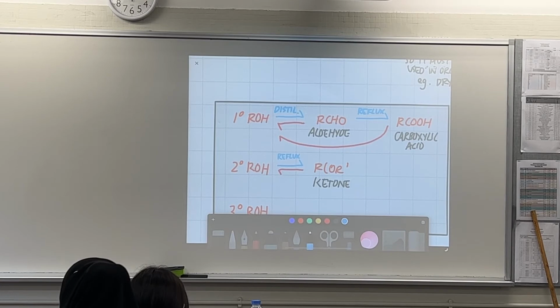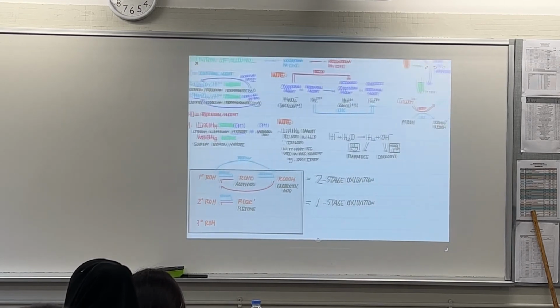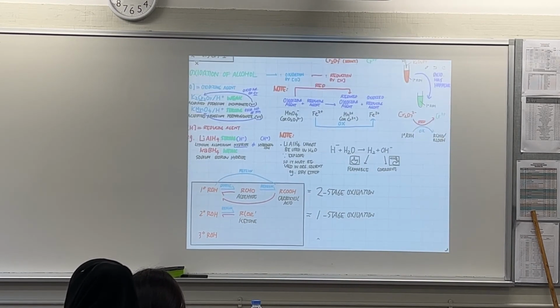And finally, we have another variation here: you can also go directly from primary alcohol into carboxylic acid by doing reflux. And this brings us to the difference between reflux and distillation. It is really just two ways of carrying out the reaction in the lab by assembling the glassware in different ways. Have you all done distillation before?